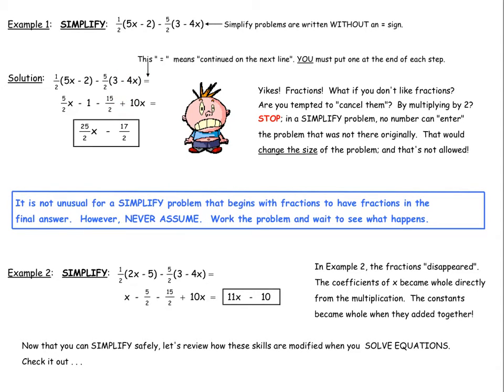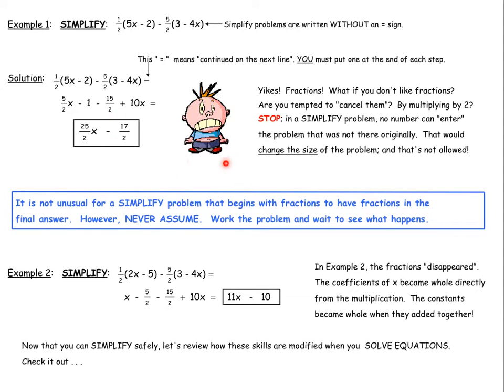Now that I have no more parentheses and all the terms are available, I combined like terms, which was the 5 halves x, or the 2.5x, with the 10x, which gave me 25 over 2 x, or 12.5x, minus 17 over 2, or 8.5. Because this was a fraction problem, I left the answer in fraction form. While that's proper, it's certainly not obligatory, and if you wanted to change 25 over 2 to 12.5 or 17 over 2 to 8.5, you certainly could.